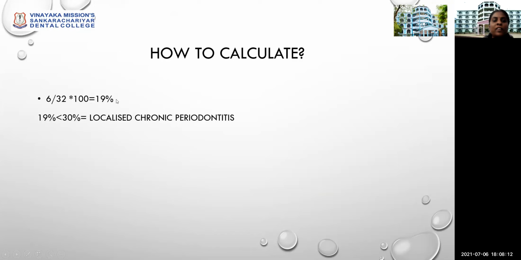So now tell me whether it's localized or generalized. It is localized chronic periodontitis because less than 30% of the teeth are involved. If in case the patient has only 8 teeth, of which 6 are involved, then it will go to generalized chronic periodontitis. So always put the calculation and then make the diagnosis. It is very, very important when you're writing your case sheet. You have to think of all these things when you're recording a case sheet in your final year practical session.